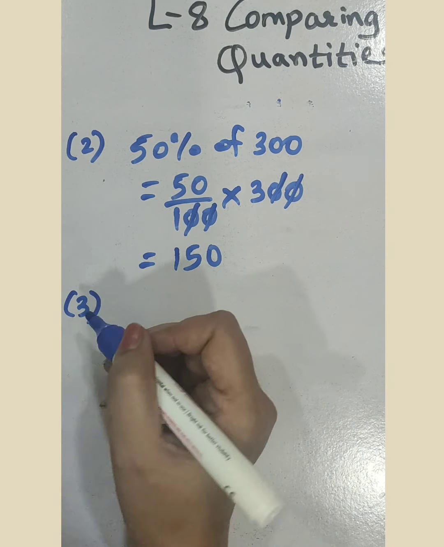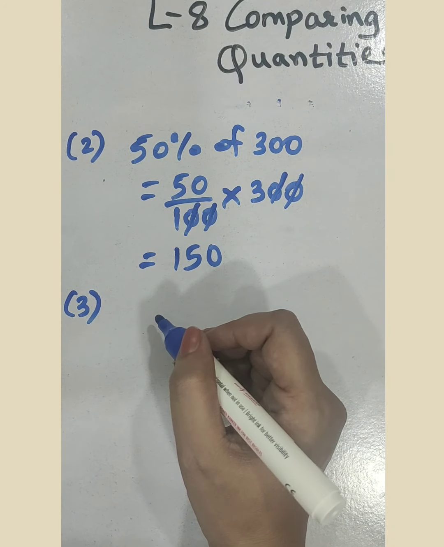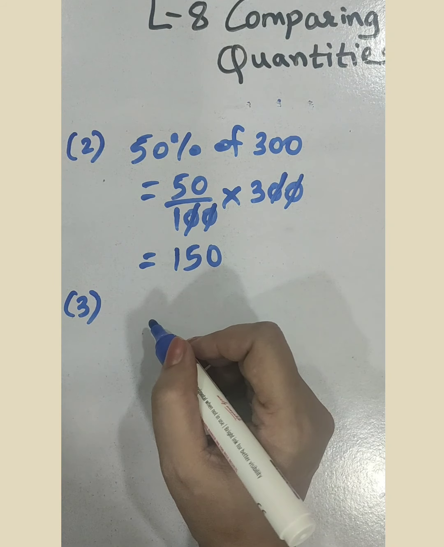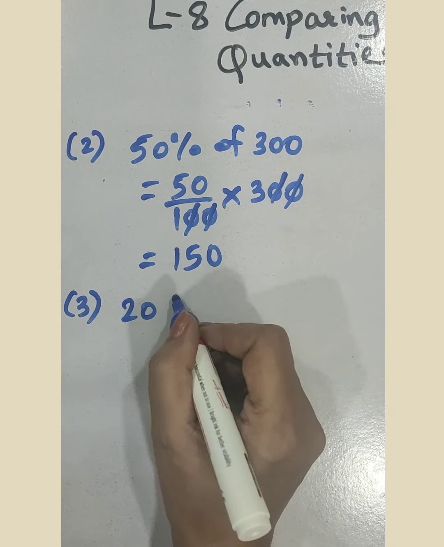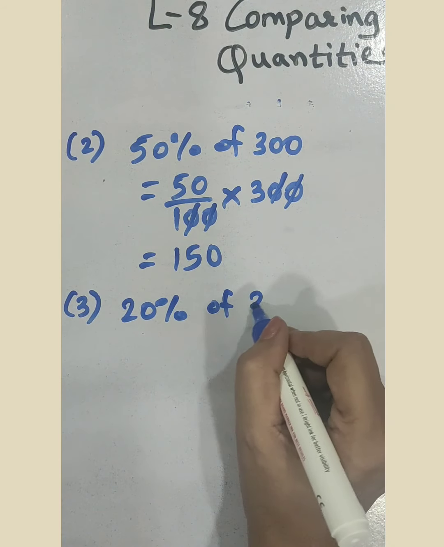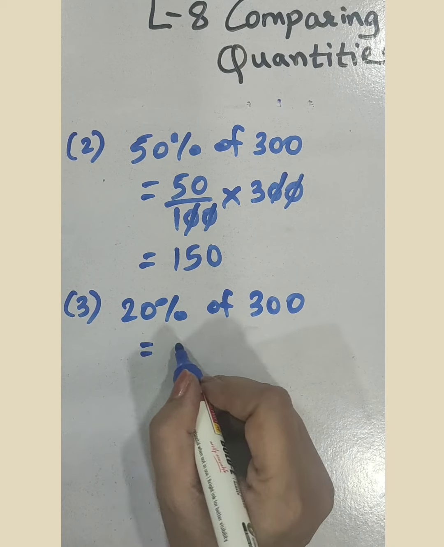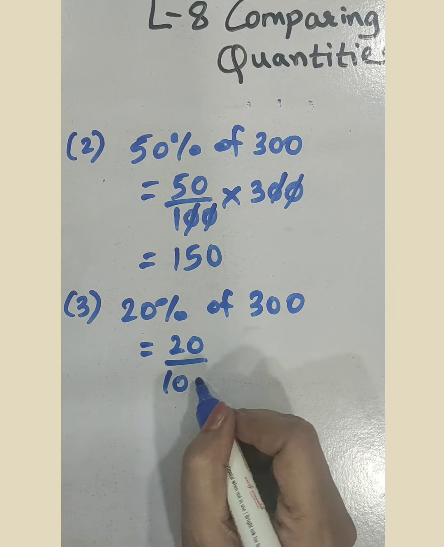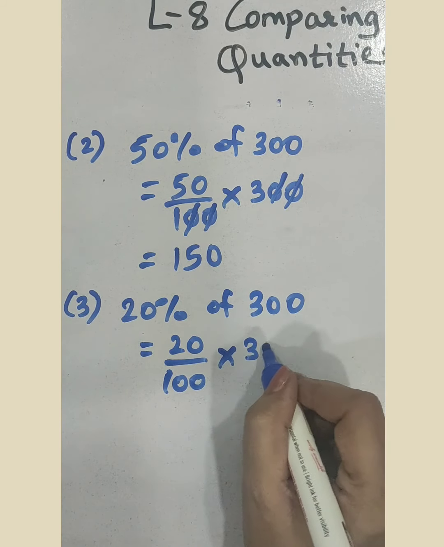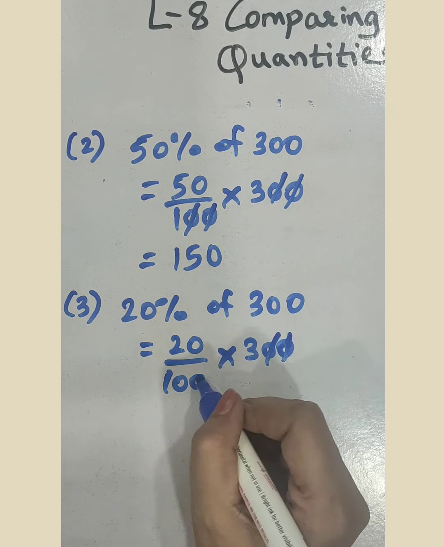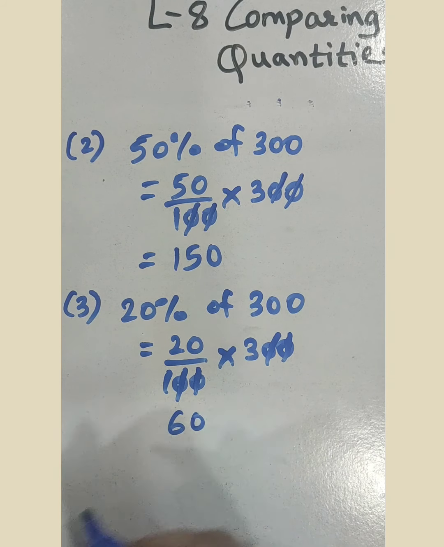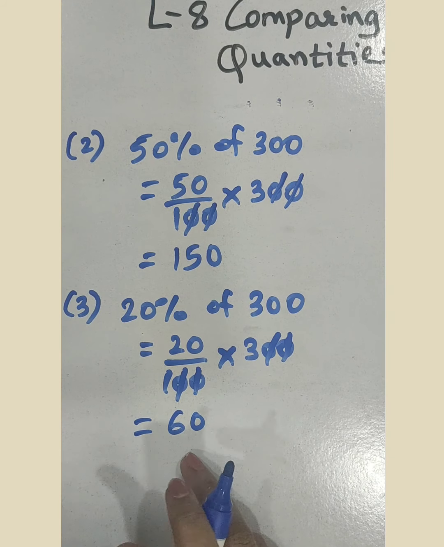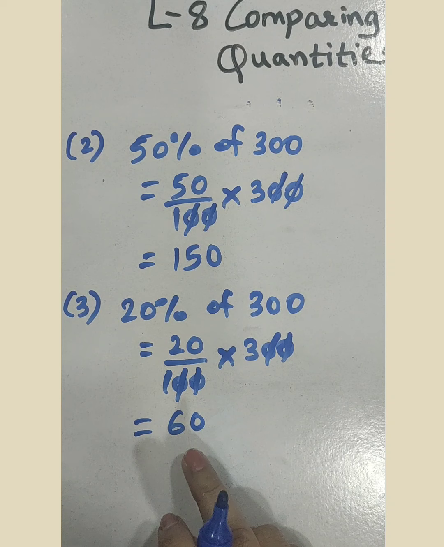Similarly, my third question is how many said that they help for more than 1.5 hours. Now for more than 1.5 hours, it is 20%. So I have to find 20% of 300, which will be equal to 20 upon 100 into 300. Again 0 0 will get cancelled. So I'll get 2 3s are 6 and one more 0. So that is 60 parents who help for more than 1.5 hours.